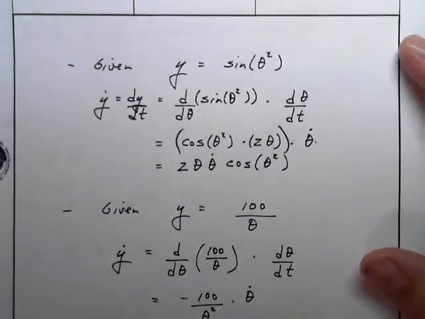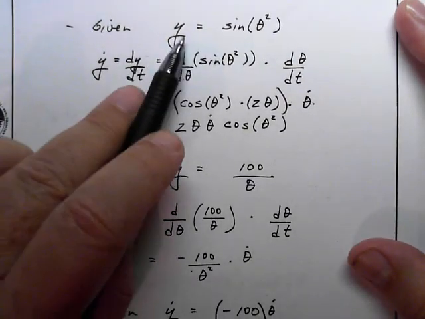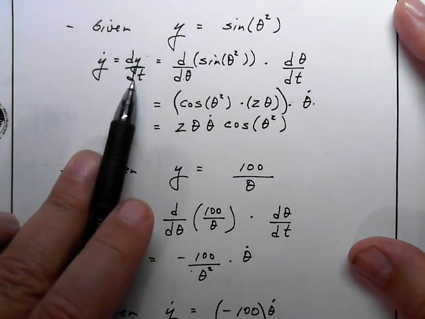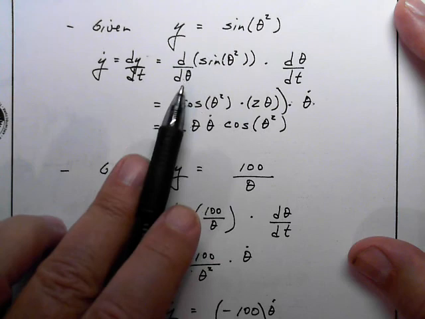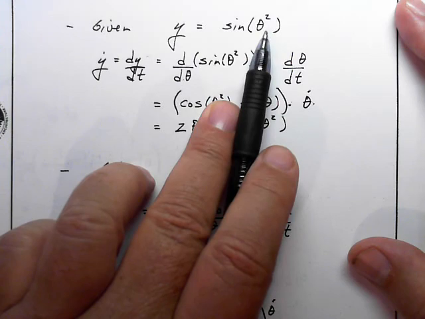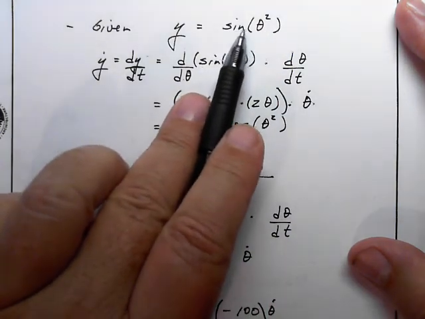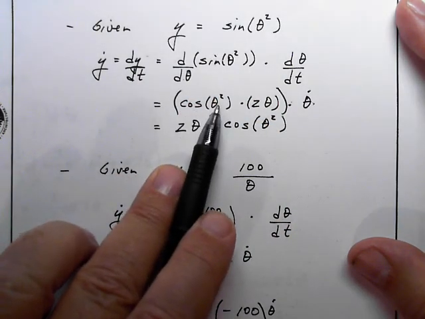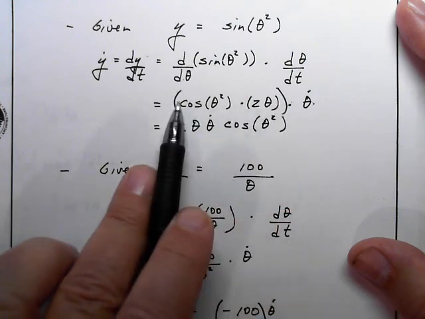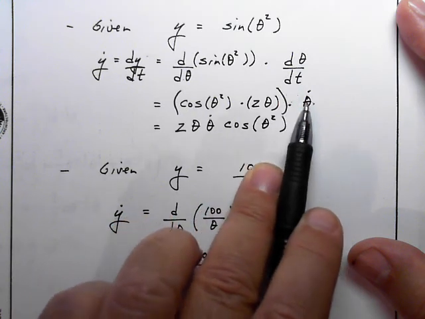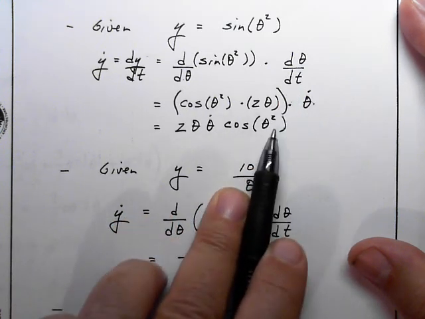Looking at another piece, what if y is equal to the sine of theta squared? That's a little more sophisticated derivative. We will say that y dot is dy dt, but that can be written as dy d theta times d theta dt. And the derivative of the sine of theta squared with respect to theta is going to be the cosine of theta squared times 2 theta. So cosine theta squared multiplied by 2 theta. This thing in parentheses is dy d theta, but we still have to multiply by d theta dt, which is theta dot, to finish out that derivative.